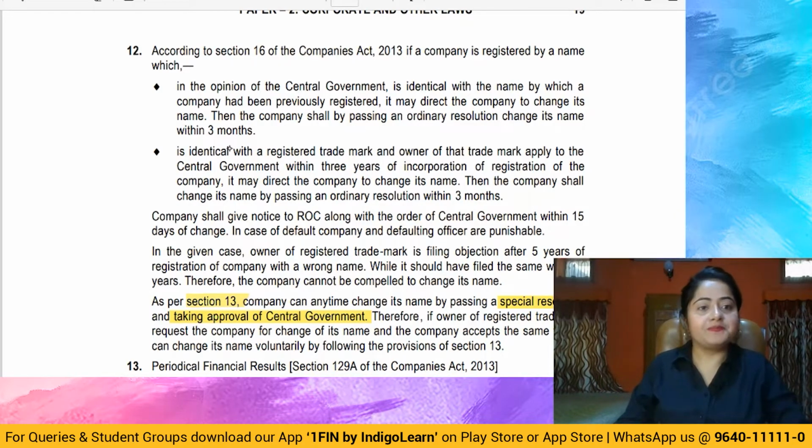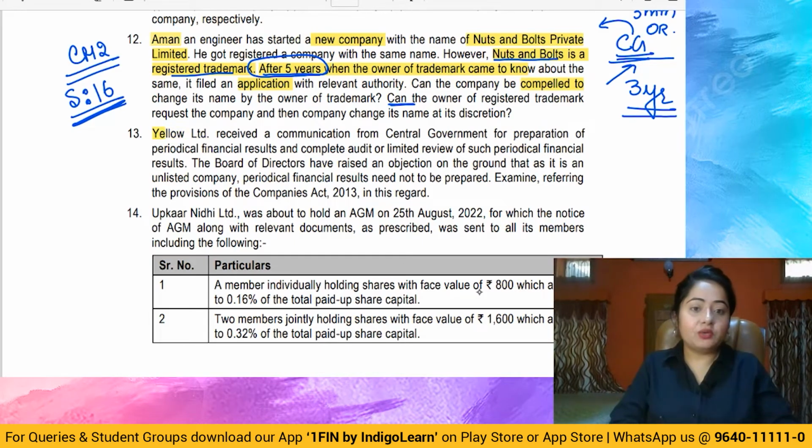Moving on to the next question. Yellow Limited received a communication from the central government for preparing periodic financial results and completing audit or limited review of such periodic financial results. The board of directors have raised an objection on the grounds that as it is an unlisted company, periodic financial results need not be prepared. Examine with reference to the Companies Act.